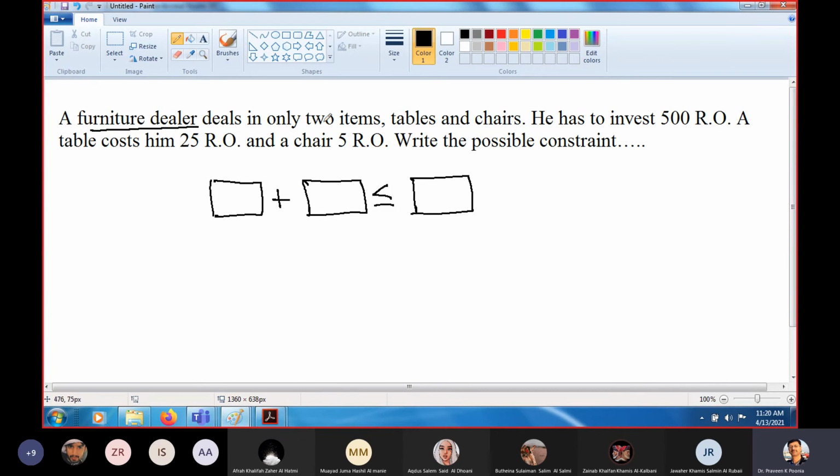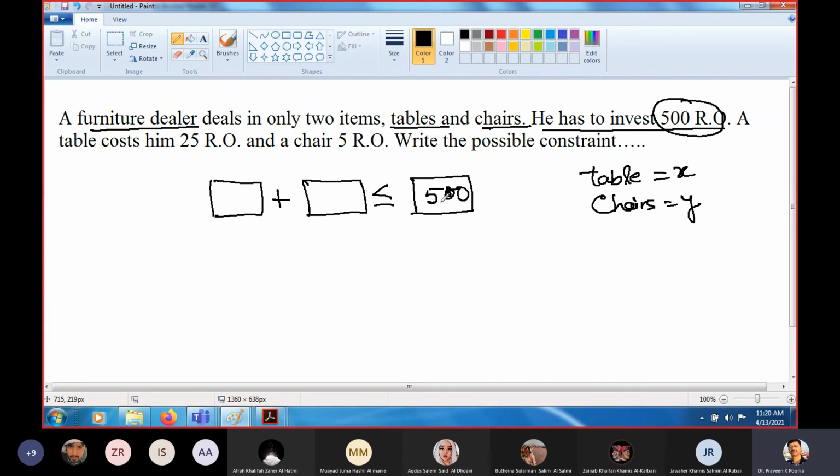A furniture dealer deals in 2 items, tables and chairs. So you can write tables is equal to X and chairs is equal to Y. Tables are X, chairs are Y. Clear? He has to invest 500 riyal. How much money is he having to invest? Maximum 500 riyal. So here is the maximum limit, 500. Clear? What is the cost of one table? The cost is 25. How many tables are there? X. So total cost is 25x.